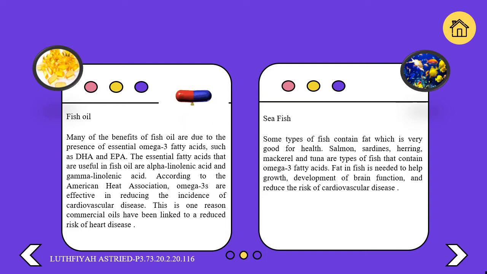Some types of fish contain fat which is very good for health. Salmon, sardines, herring, mackerel, and tuna are types of fish that contain omega-3 fatty acids. Fat in fish is needed to help growth, development of brain function, and reduce the risk of cardiovascular disease.